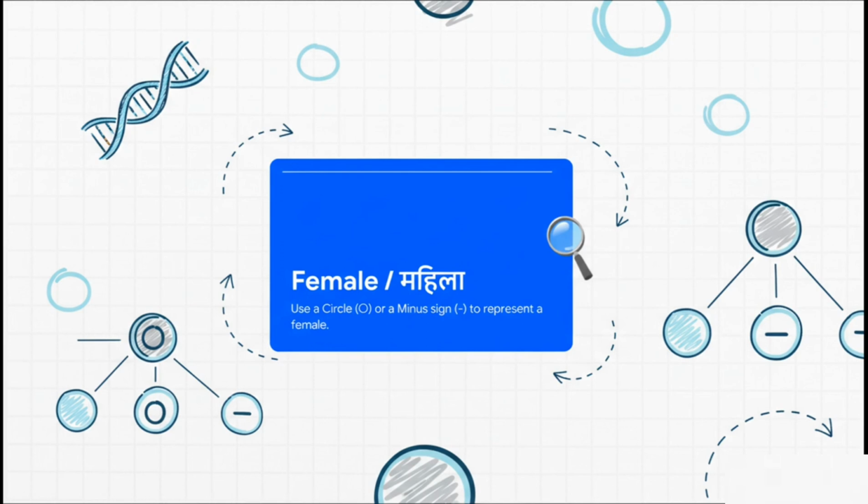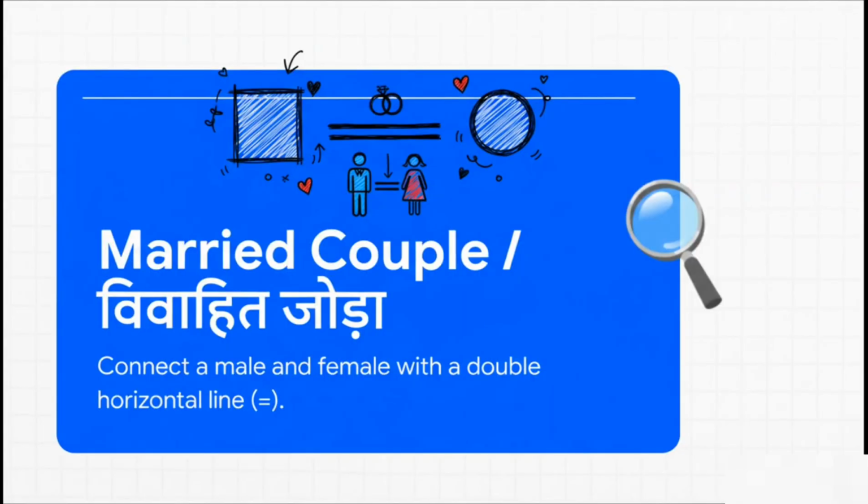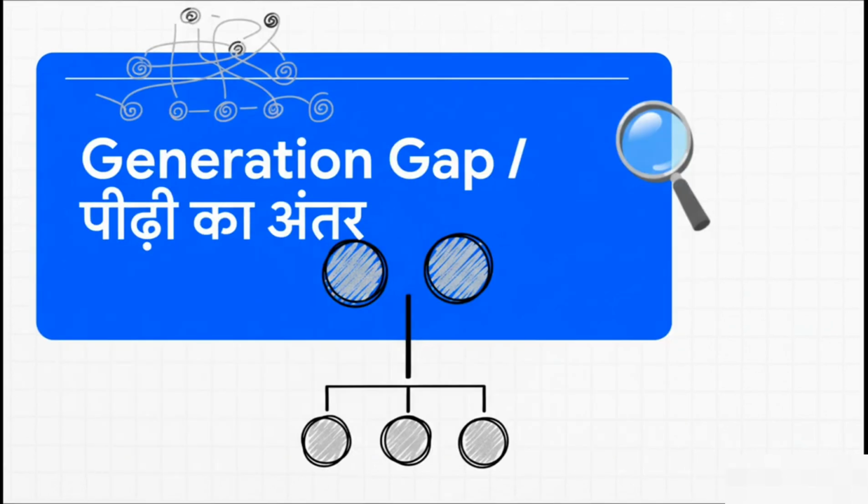That's the key. All right, what about married couples? This is where all those tricky in-law relationships pop up. All we do is connect our square and circle with a double line, kind of like an equal sign. Easy. And the last piece of our toolkit, how do we show the generation gap? Just a single vertical line connecting parents to their kids down below. And that's literally it. With just these few symbols, you've got everything you need to solve these things.